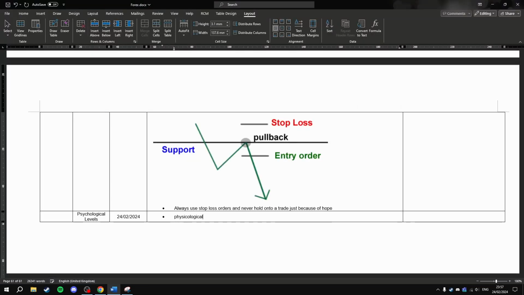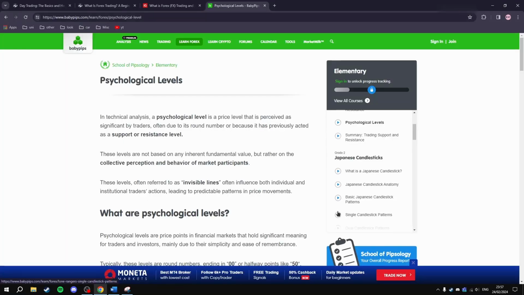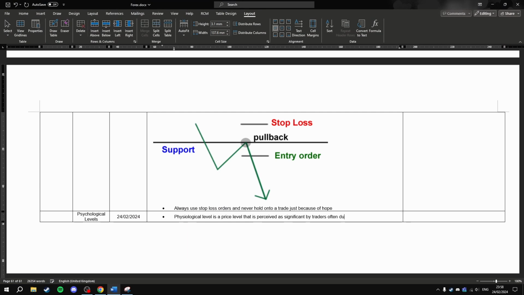So a psychological level is a price level that is perceived as significant by traders, often due to its round number or because it has previously acted as a support or resistance level.